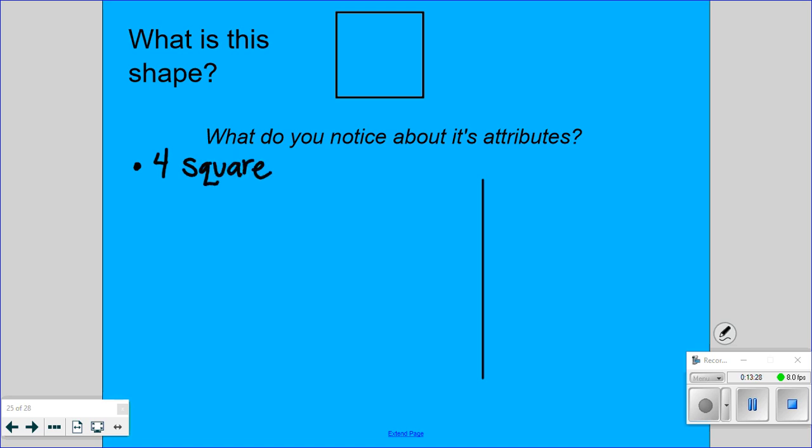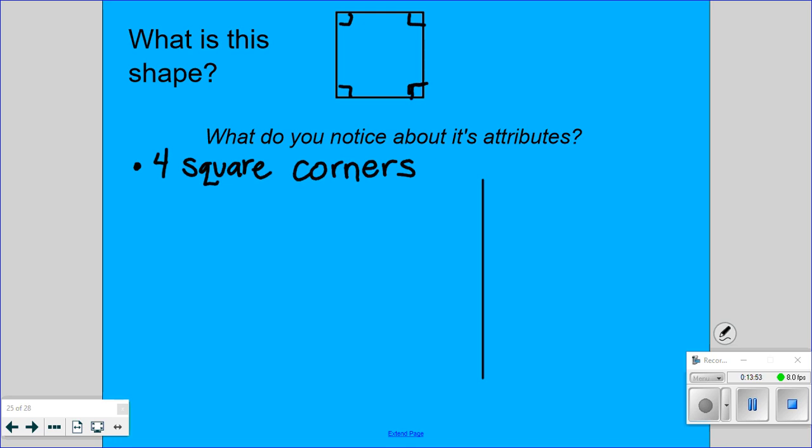That's going to be on the bigger side because this is where we're going to write a lot of things. So we've got 4 square corners. Remember, we can fit that perfect square shape in all of those corners. If we were to measure, it would measure 90 degrees. We call that a right angle.